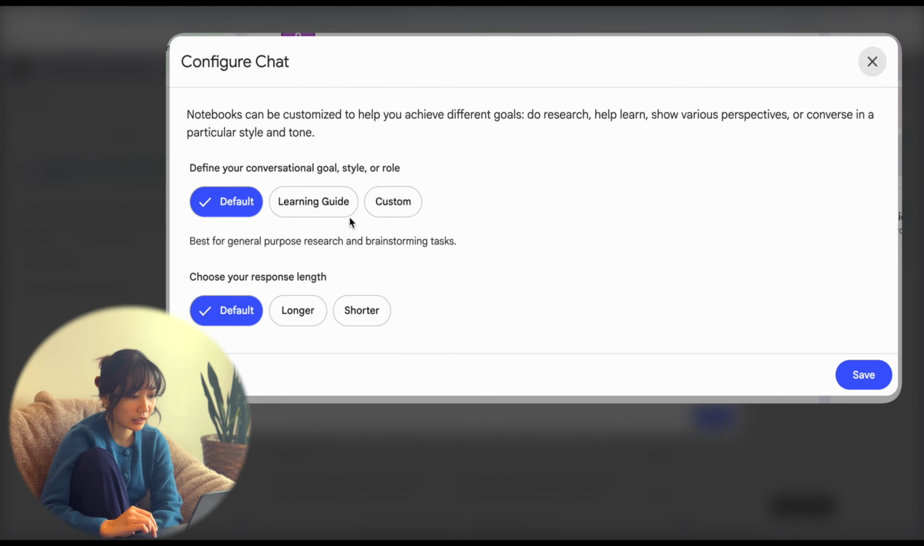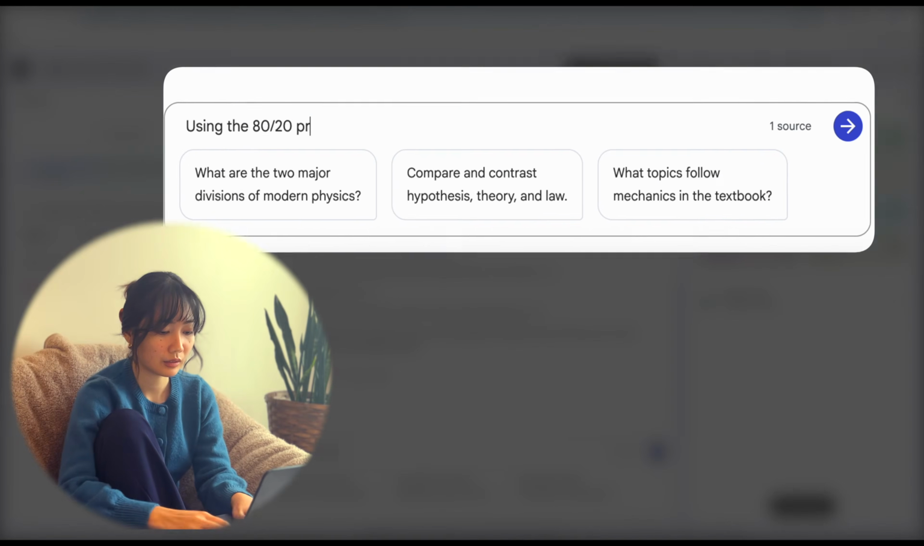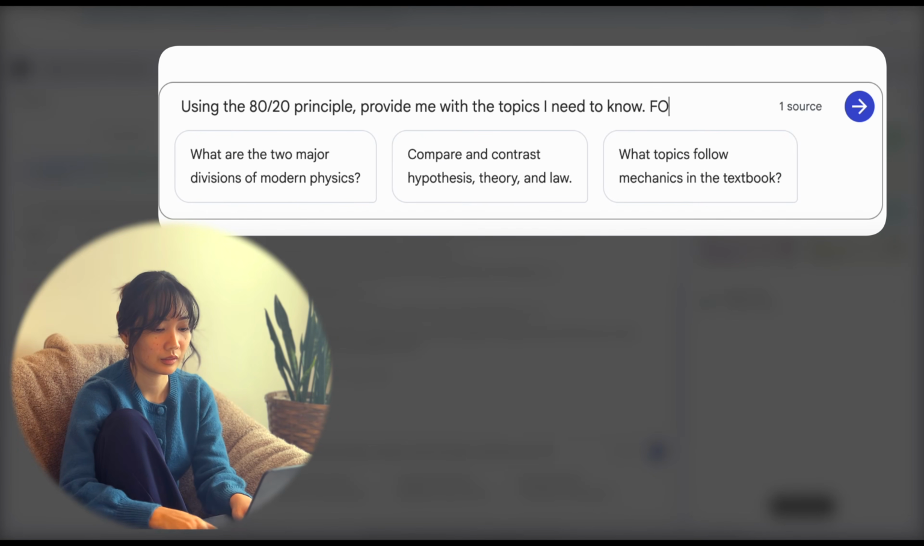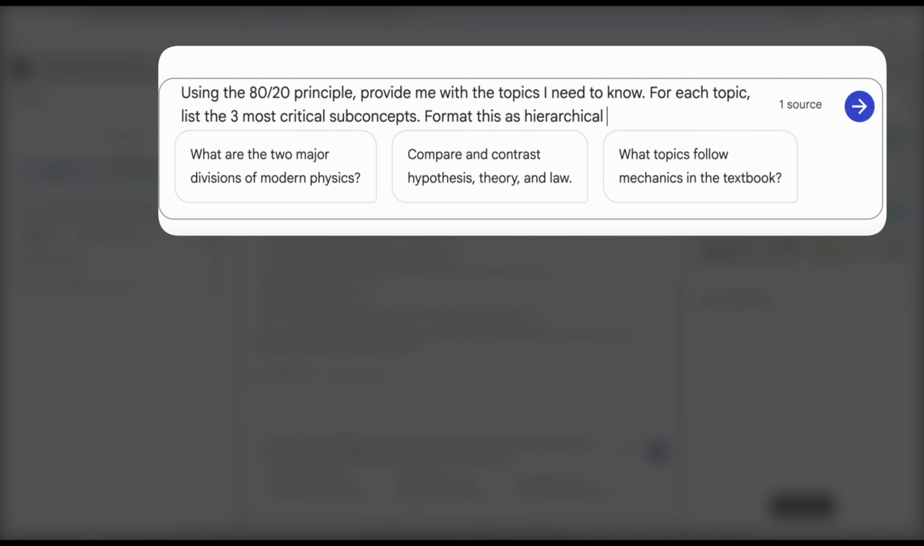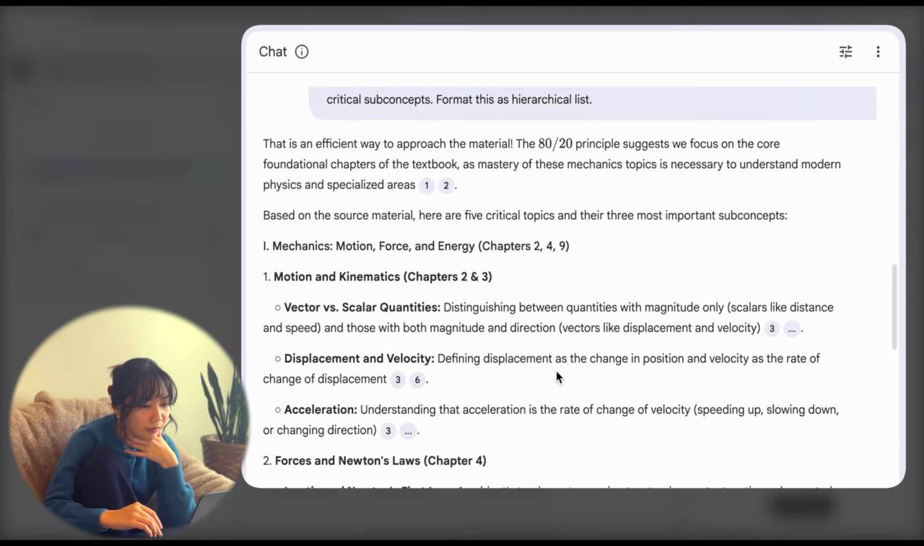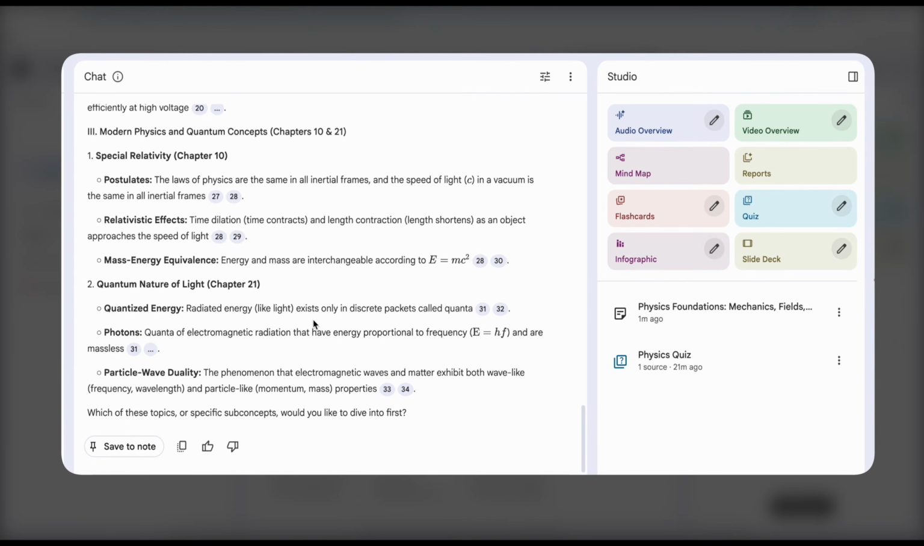Switching to learning guide role. Basically, what I'm looking for here is a study plan-ish. What are the most important topics I need to know? Saving this to notes so I can easily refer to it.